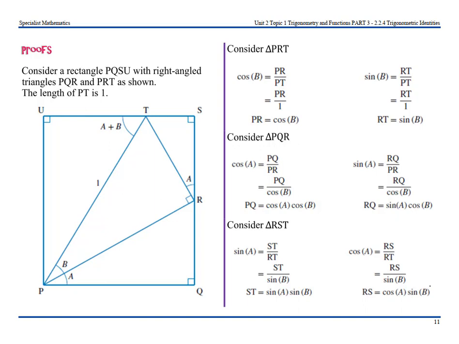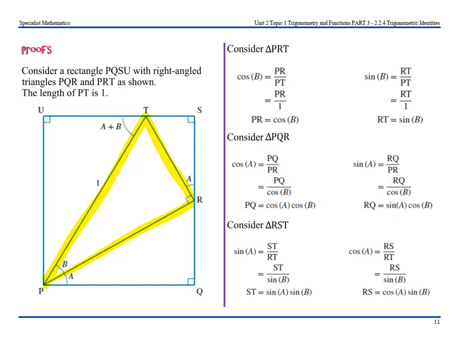Now, to begin with, look at the rectangle PQSU with right-angled triangles PQR and PRT as shown. The length of PT is 1. Now, we're going to start by considering triangle PRT, which is this one here.